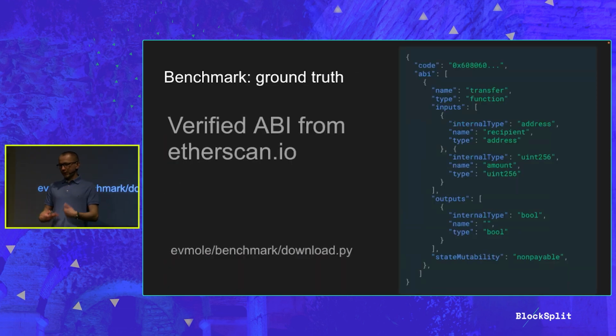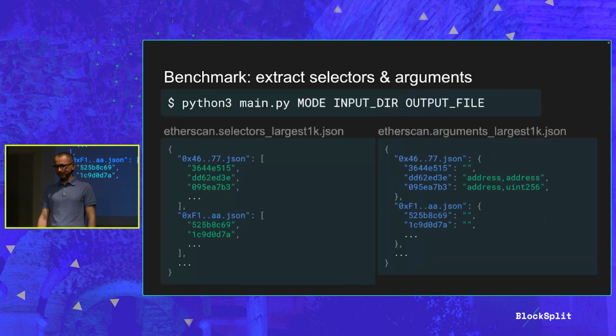As I said, it was verified contracts, so I was able to download a verified API from Etherscan, and this is our ground truth. Here we ensure that Etherscan provides correct API. So you can download it with the script in the repository and get this JSON API.